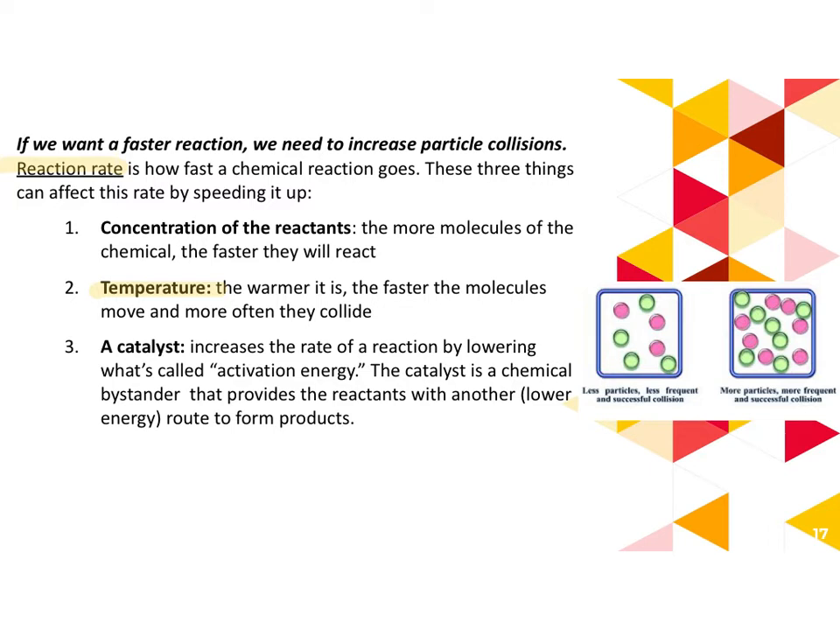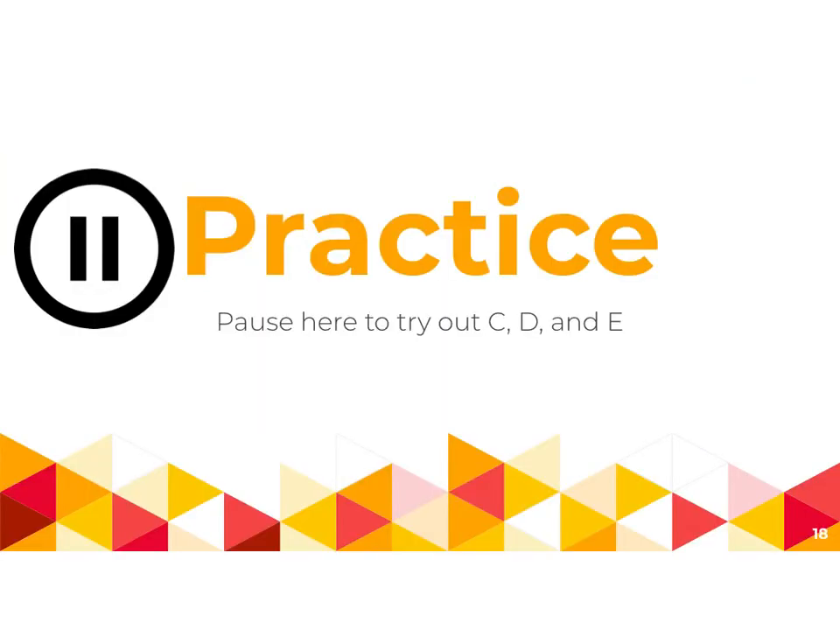And the third one is a special chemistry one. That's a catalyst. A catalyst is a special chemical that increases the rate of a reaction by lowering what's called activation energy. The catalyst is a chemical bystander. It doesn't do anything, but it provides the reactants with a different alternative to form products. We'll see examples of what each of these 3 things does to increase reaction rate in class later on. So pause here, try out C, D, and E.